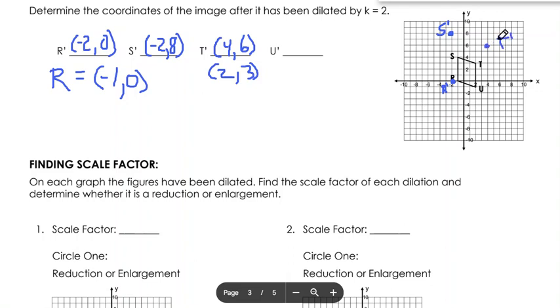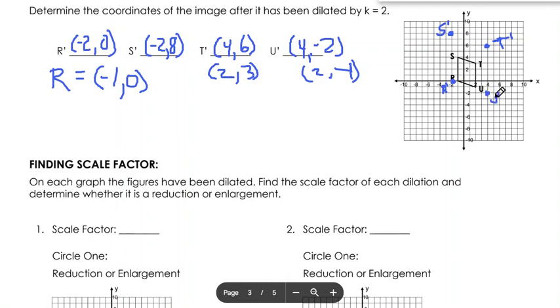All right, and then my last one there is my U, which is this one. That's at 2, and then down to negative 1. So my original was 2, negative 1. I want to multiply it by 2 to get my new point. My new point, 2 times 2 is 4. Negative 1 times 2 is negative 2. All right, so I go over to 4, and then I go down to negative 2, and I put my point, and it's going to be right there. And that is U prime.